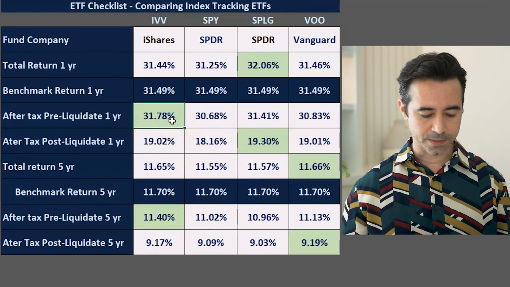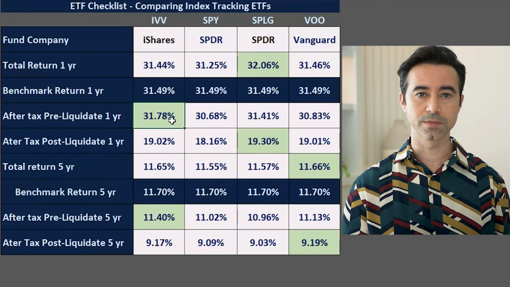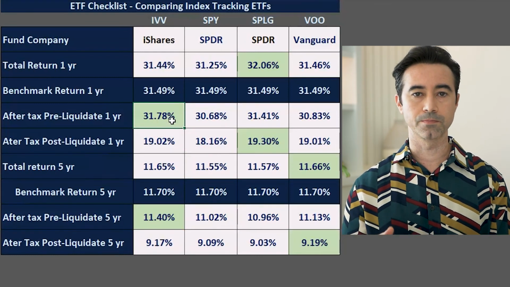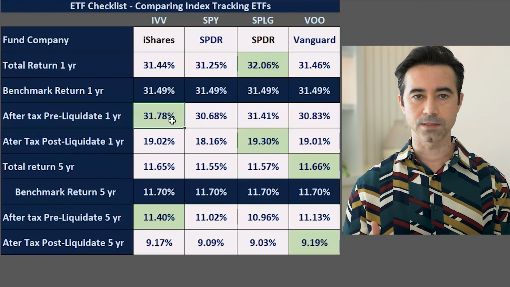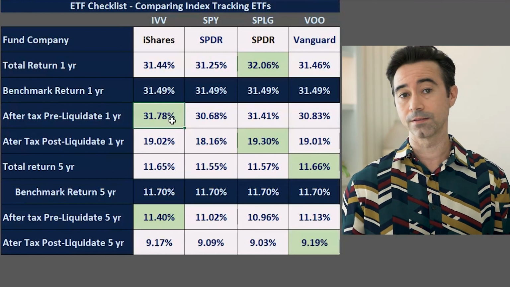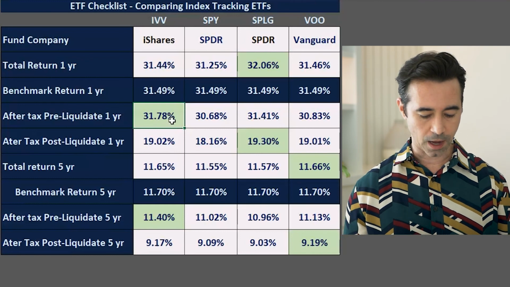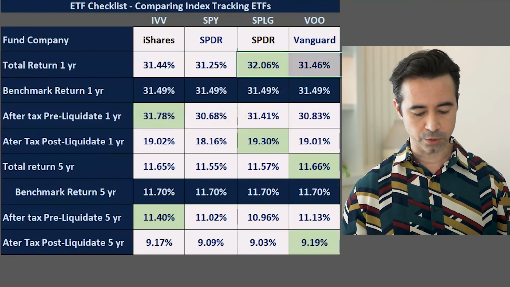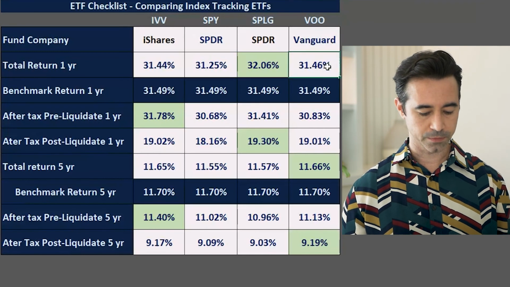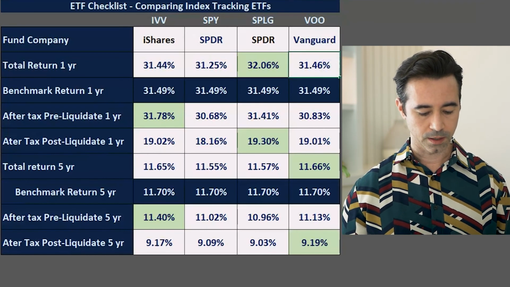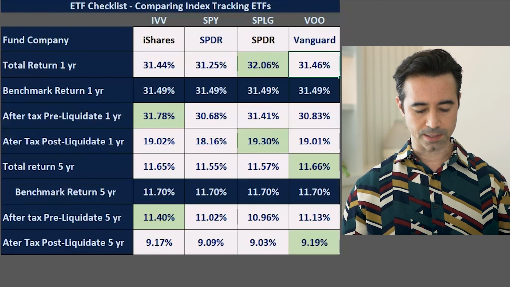For this, I ended up saying IVV is the best in terms of taxation. So it's the most tax efficient of these. And if it's inside of a taxable account, then IVV to me was the best one to go with. If it was a non-taxable account, SPLG was actually pretty good. They're all good, of course, but SPLG ended up being the best one.